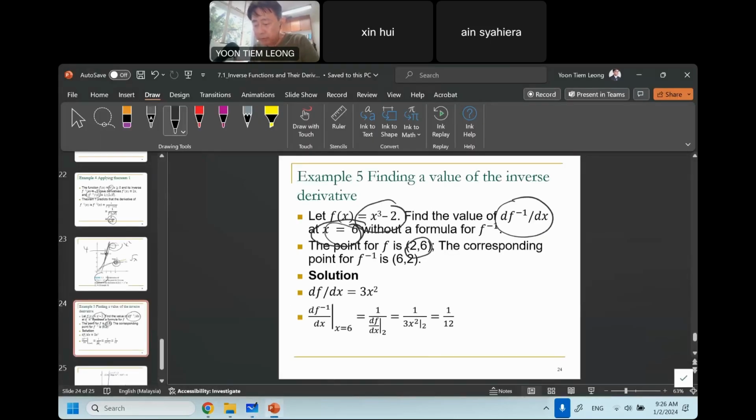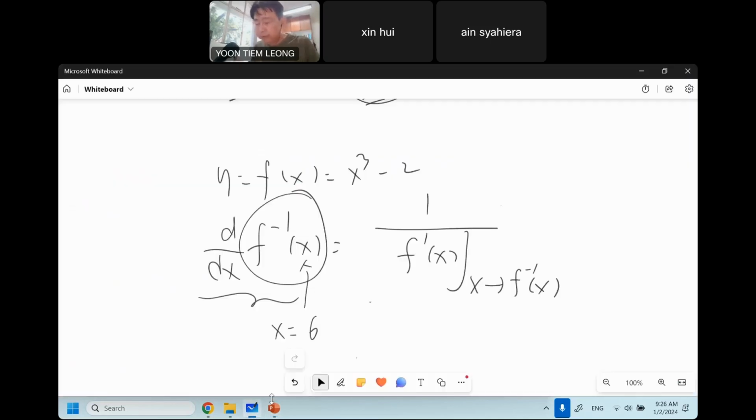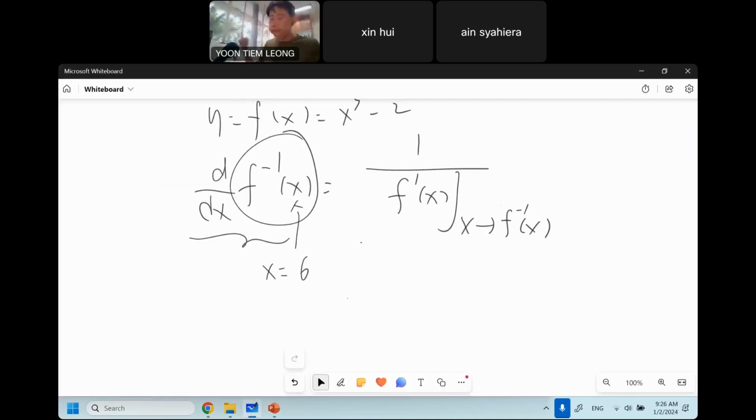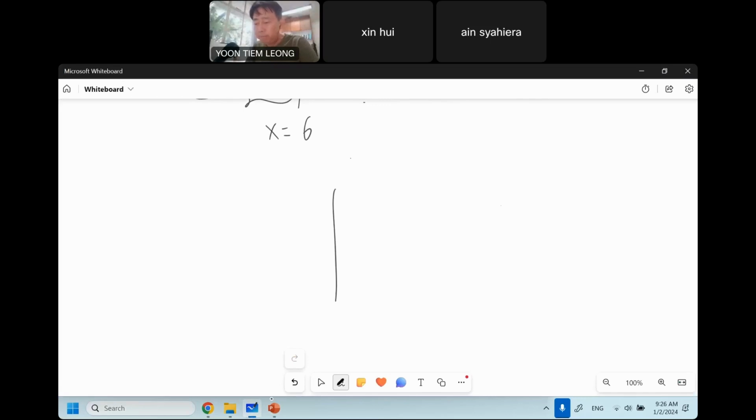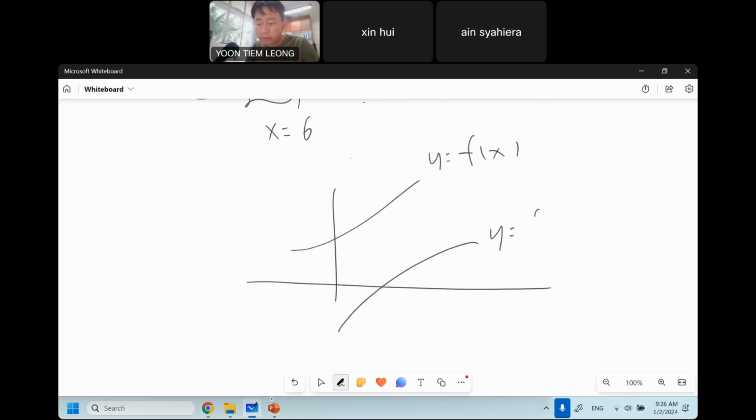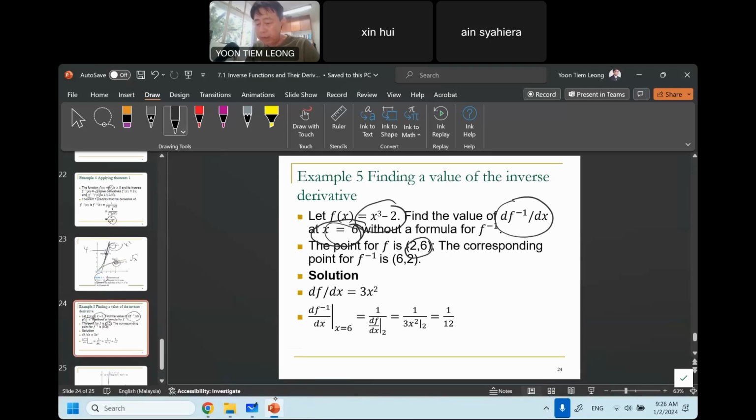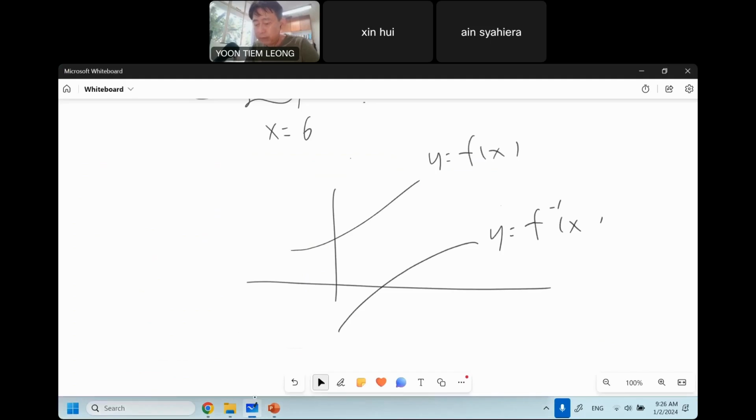So this is the question. The question asks you to find what is the derivative of the inverse function when x equals 6. So imagine that you have a point of a function. Say this is a function y equals f(x), then the inverse of the function is f inverse. And the question says you are asked to find the point (2, 6) and (6, 2).